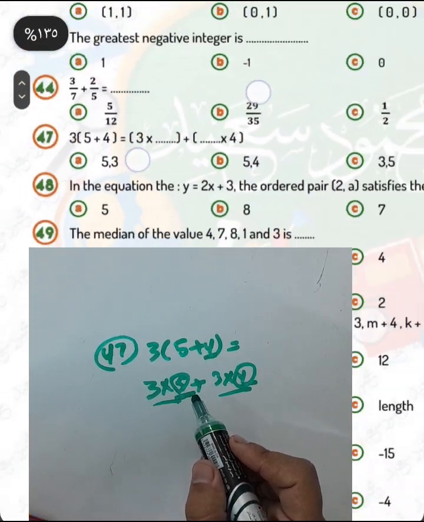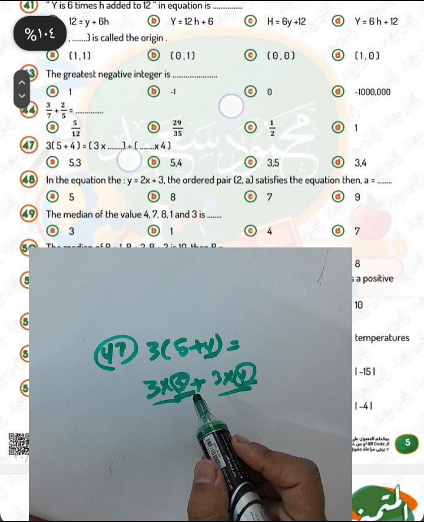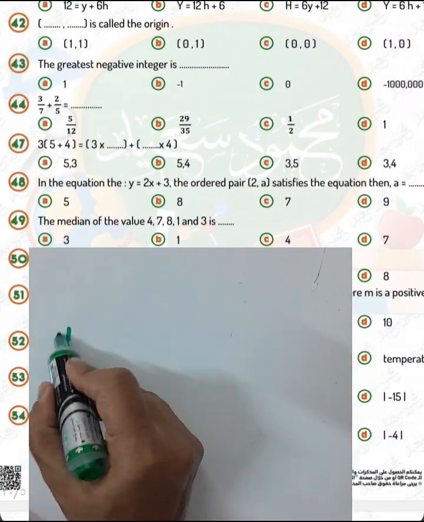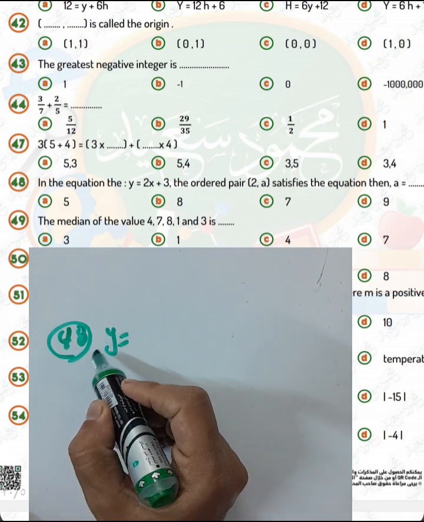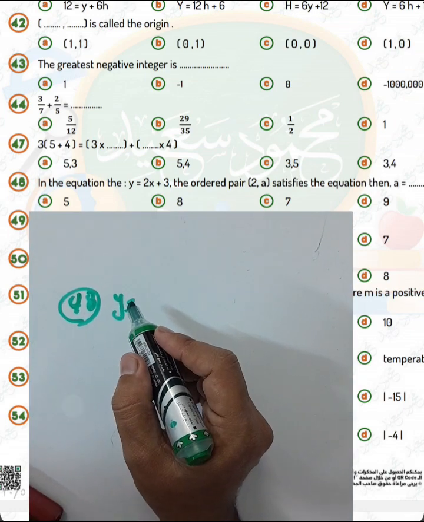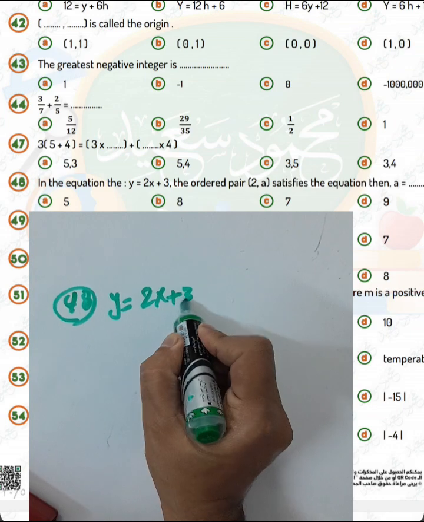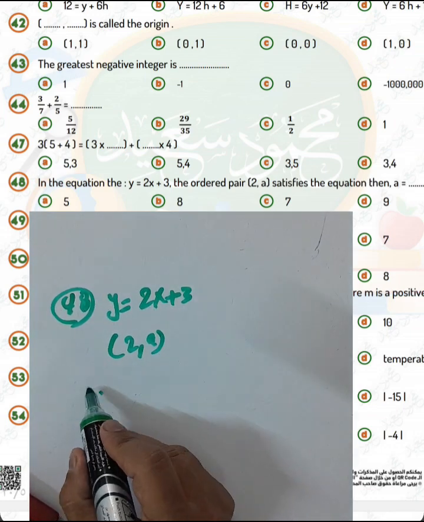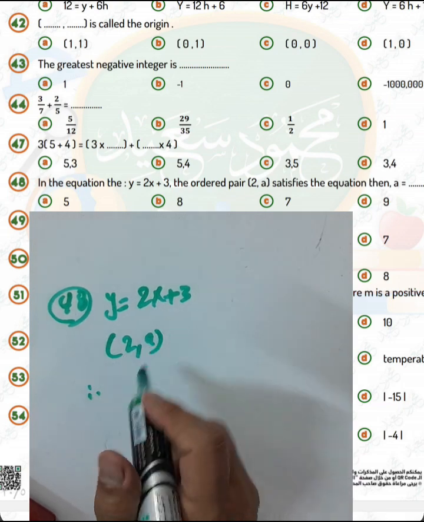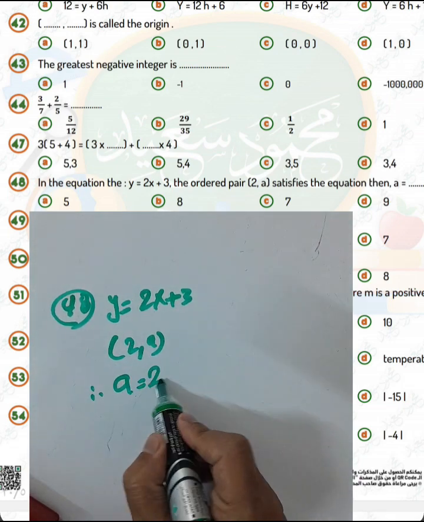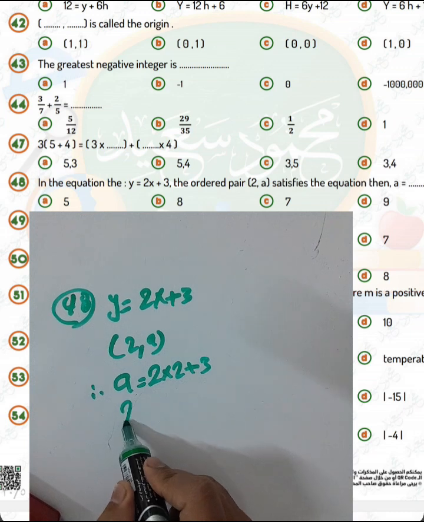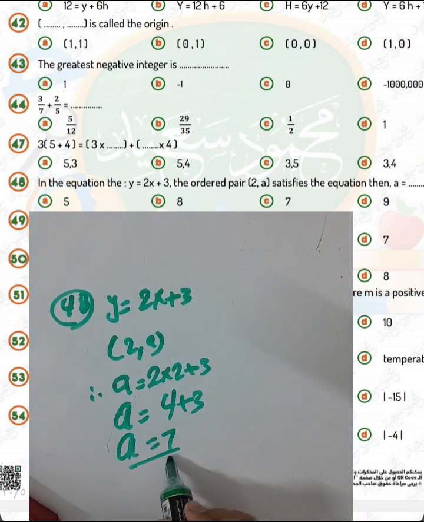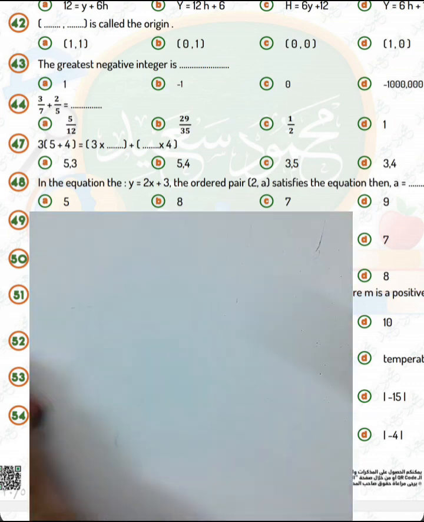Next, question 48. In the equation y equals 2x plus 3, the ordered pair (2, a) satisfies the equation. Then put x equal to 2 and y equal to a. Then a will be equal to 2 times 2 plus 3. That is 4 plus 3, which is 7. The value of a here will be 7. Okay.